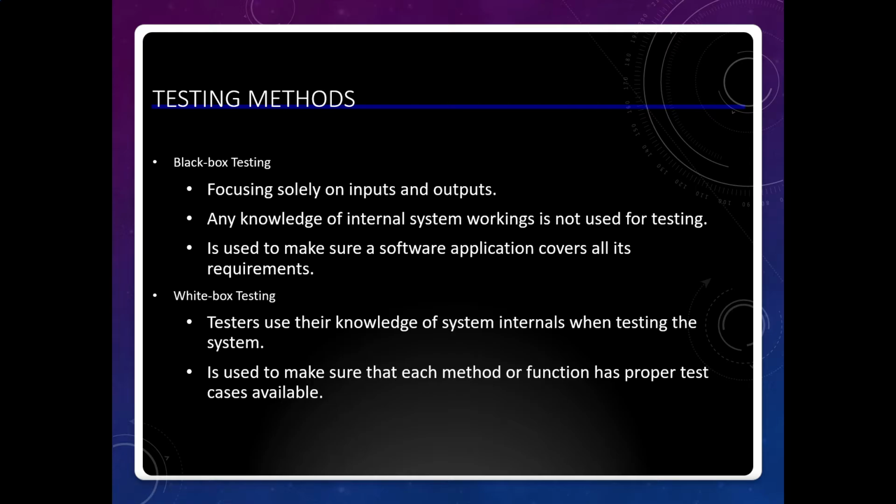And that's used to make sure that each method or function has proper test cases available. So black box testing is when we test it not knowing how the things inside work. White box testing is when we use our knowledge of those internals to anticipate things that could break.